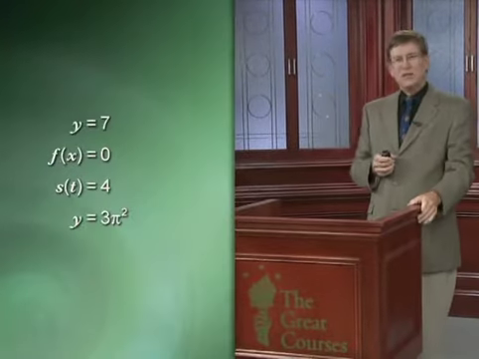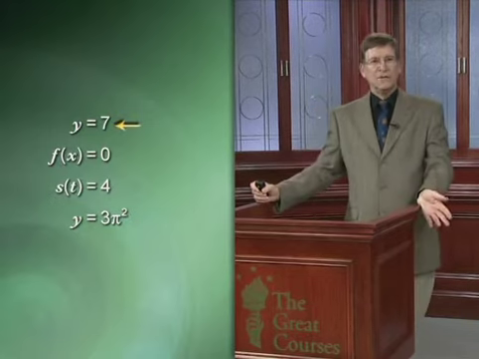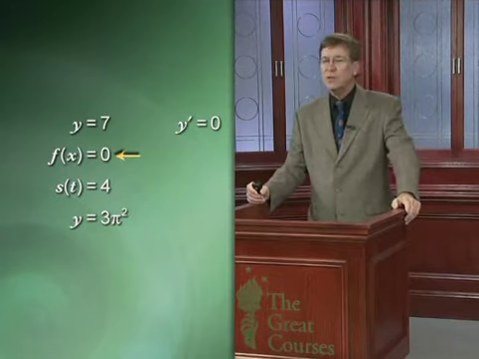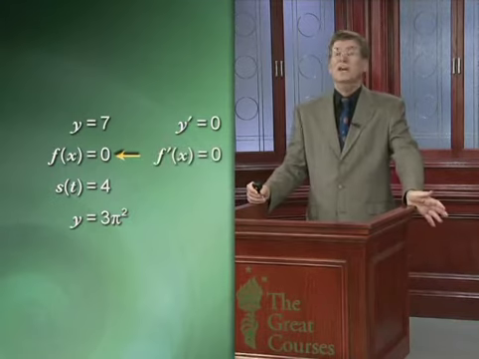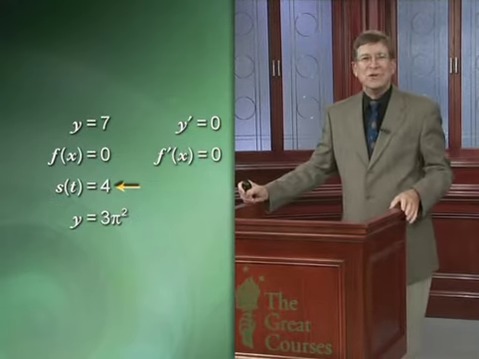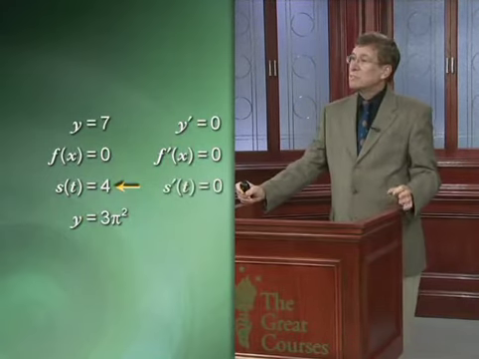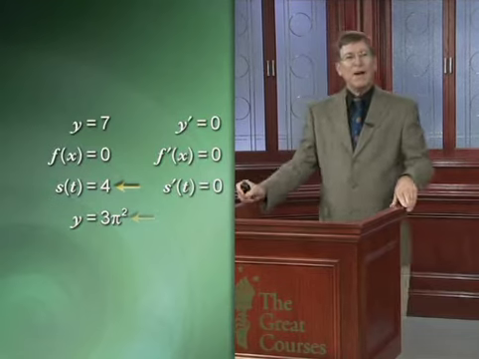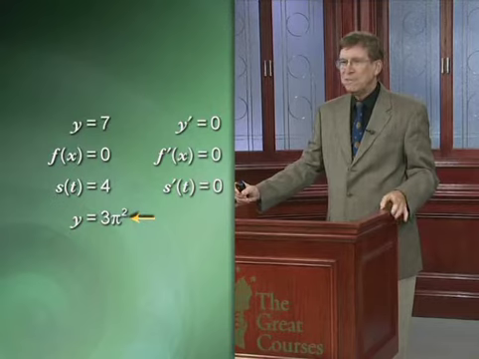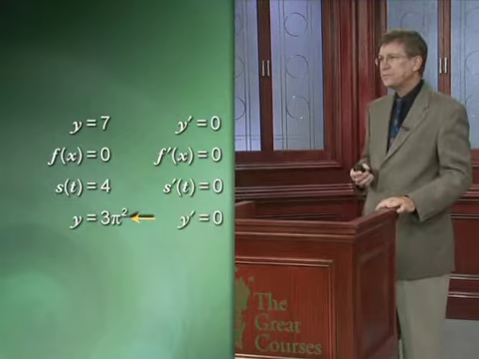For instance, here's a set of 4 functions. Let's calculate their derivatives. How about y equals 7? The derivative y prime would be 0. f of x equals 0. The derivative f prime of x would be 0. s of t equals 4. Notice I'm using some different letters here. t now is playing the role of x. And in this case, s prime of t would be 0. How about y equals 3 pi squared? Don't be fooled, 3 pi squared is still a constant, isn't it? So y prime would again be 0.